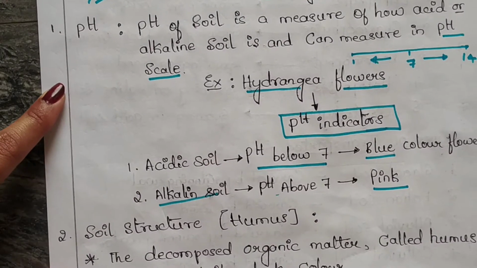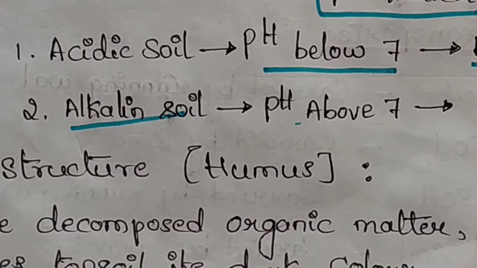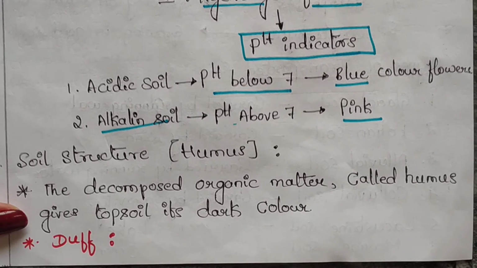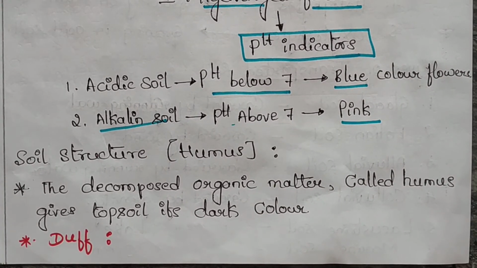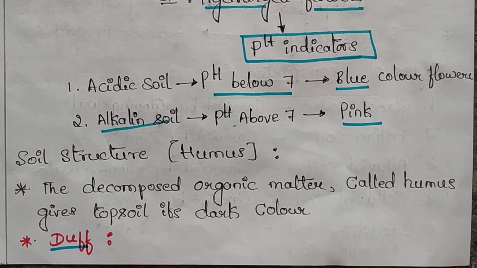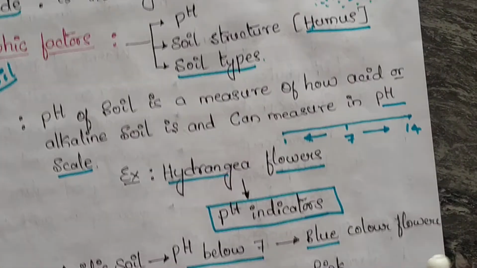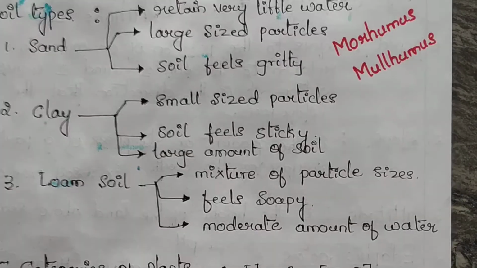Let us move on to the next one, that is soil structure or humus. Here we know that humus is very important because decomposed organic matter is called humus, and it forms the top soil and is darker in color. And let us know what duff is. Duff means material which is not completely decomposed. That is called duff. Okay. Let us go on to a few more points.